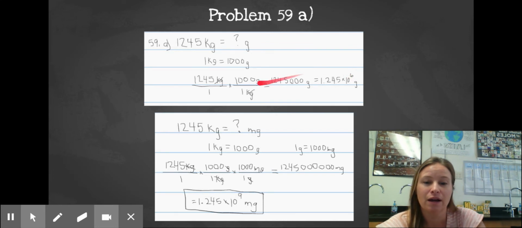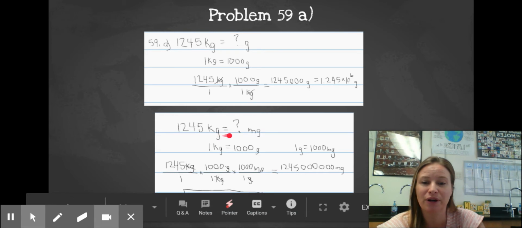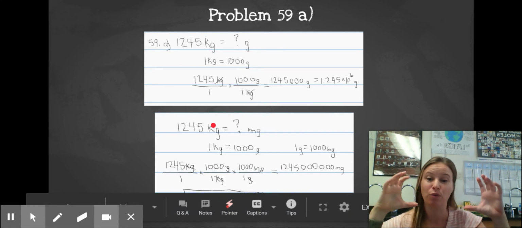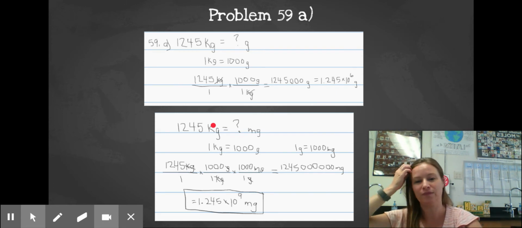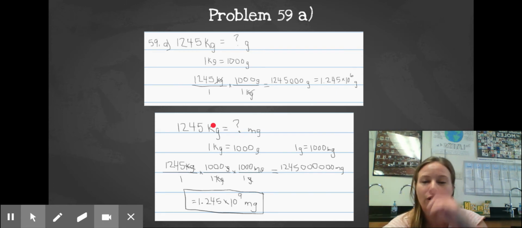Down here, we have this many kilograms, and we want to know how many milligrams are in it. This is going to be an enormous number because a kilogram is about 2 pounds, and if you have 1,245 of them, you have a huge mass. And remember, a milligram is a 1,000th of a paperclip. So how many of those thousandths of a paperclip are in this huge mass? It's going to be a really big number. So make sure you go through and mentally think out if your answer is logical, if it makes sense.